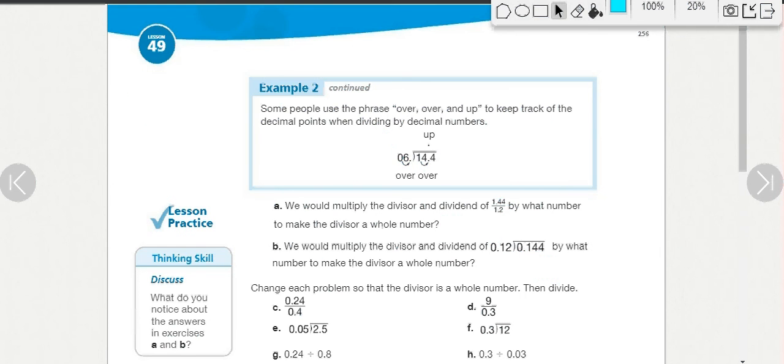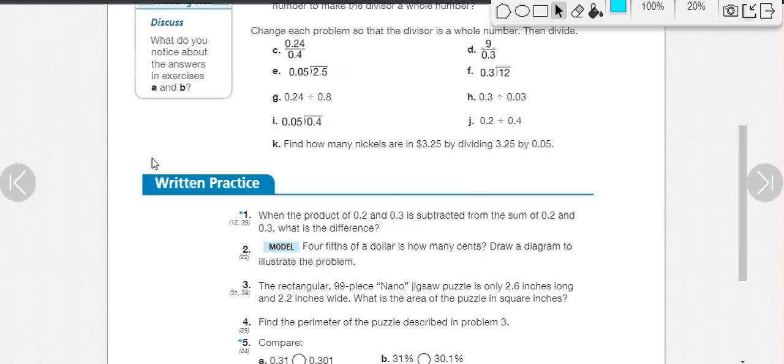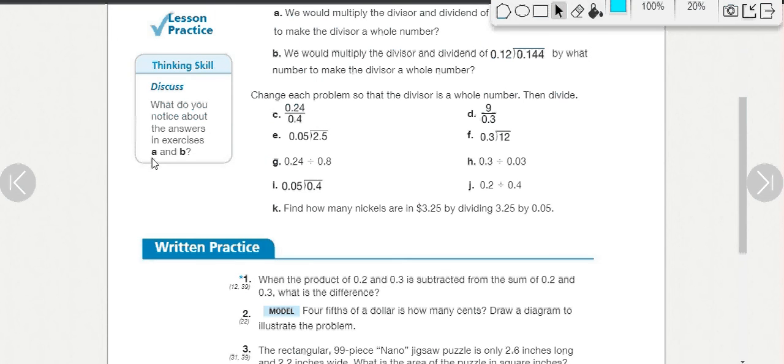All right, we're wrapping up lesson 49. Use the process that we've learned and pick 3 of these and then do K. So you're doing 4 total problems, please. Good luck.